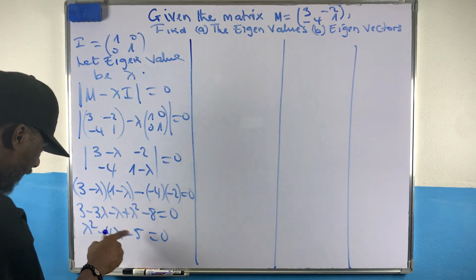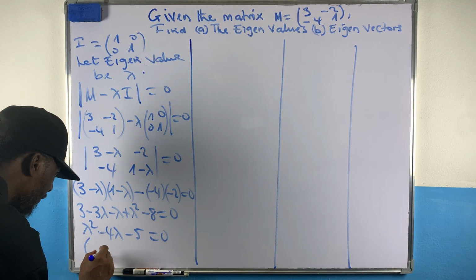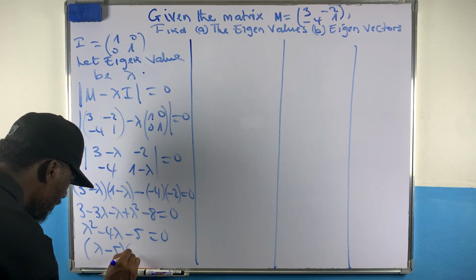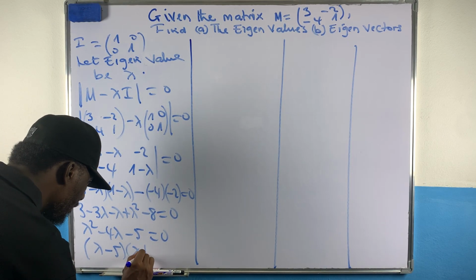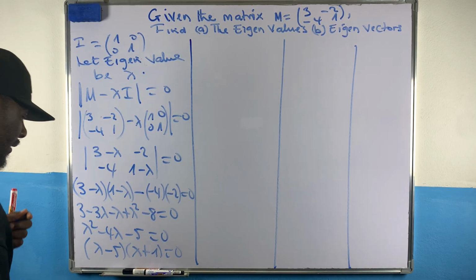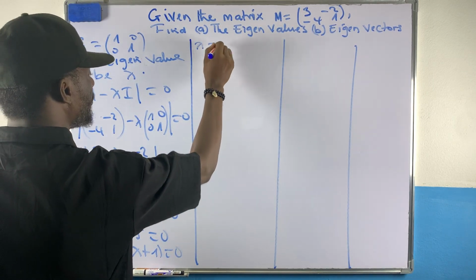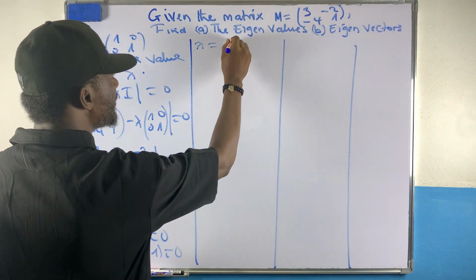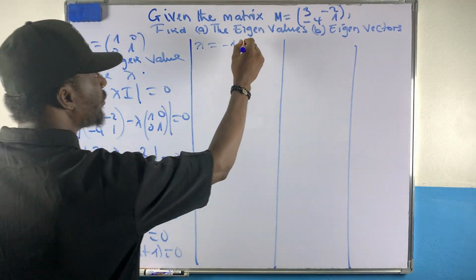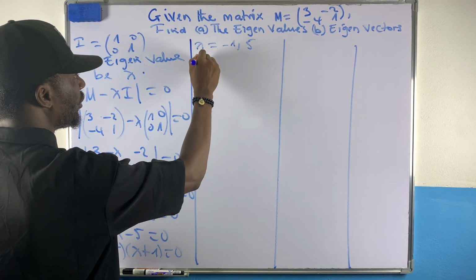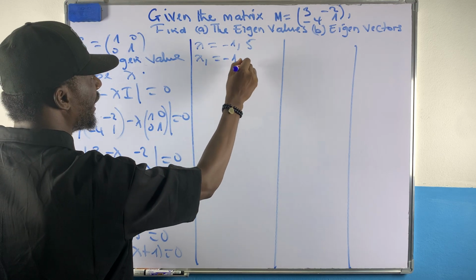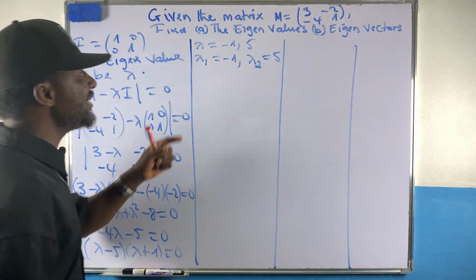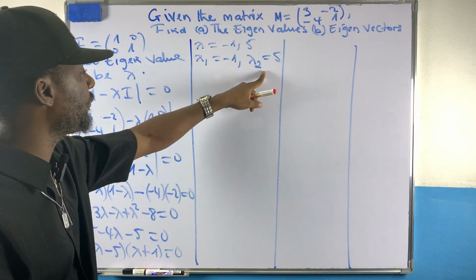Then when we factorize this quadratic, we are going to have (lambda - 5)(lambda + 1) equal to 0. When we solve these two brackets, we have lambda equal to -1 and lambda equal to 5. So let's call lambda 1 as -1 and lambda 2 as 5. These are the two eigenvalues that we have obtained.